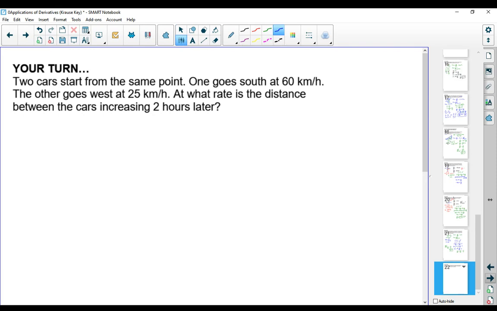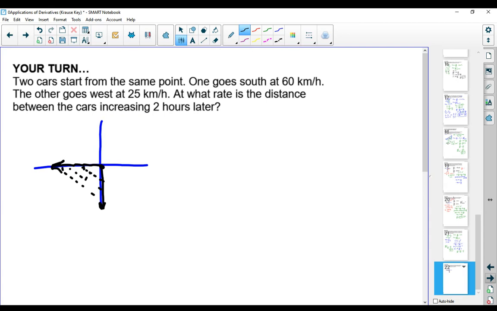So this question is similar to the two people walking away from each other. We've got our Cartesian plane. We're just going in different directions this time. They're starting at the same point, and one goes south and one goes west. And again, as they're moving, the distance between each other is increasing. So they're close and then further and further away.